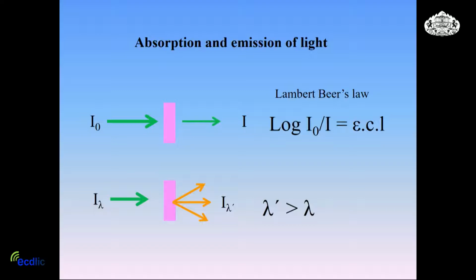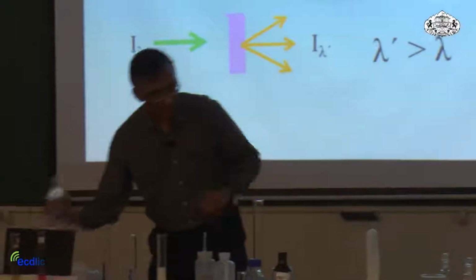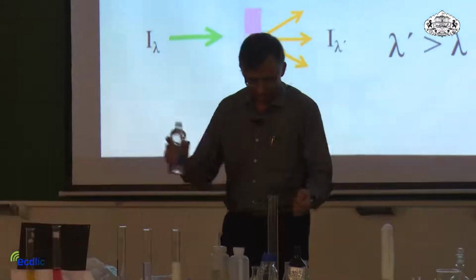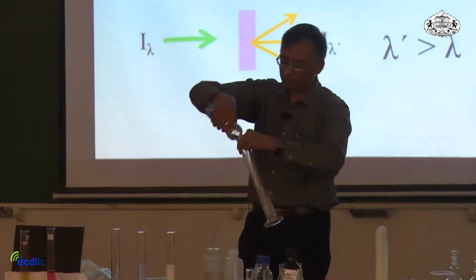This is an experiment that can be shown very easily, but I need a monochromatic light. Do I have a source of monochromatic light here? Laser pointer, good idea. So I have a green one and I have a red one. And for this, again the requirement is very, very simple. I am going to use up some of this water.